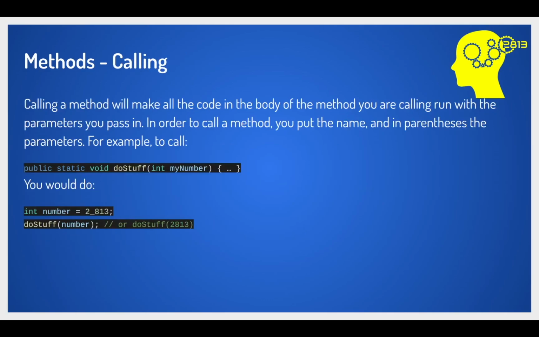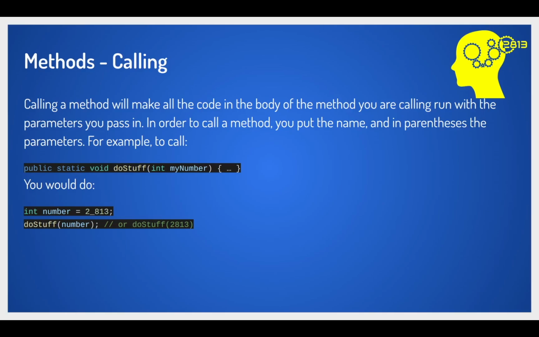So methods, calling. Calling a method will make all the code in the body of the method you're calling run with the parameters you pass in. In order to call a method, you put the name, parentheses, and the parameters, which are also comma separated. For example, if you want to call a method with this definition, you would just get some number. For example, here we do a variable declaration, set equal to number, and then we call the method, the name of the method, parentheses, the comma separated parameters, and then a semicolon, because most things in Java end with a semicolon, the exceptions being code blocks and some other things.